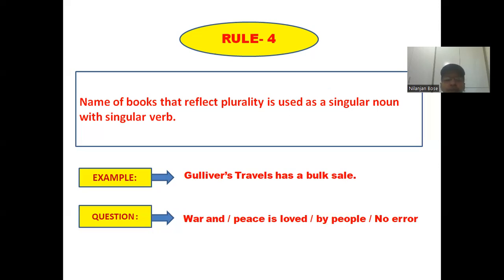The question is for you: War and Peace is loved by people. War and Peace, once again, is the name of a book. So of course, if we are considering the name of a book, it should be considered a singular one. That's why it should take a singular verb. So "is" is what is followed here in this particular sentence, which is singular by nature. That's why it is perfectly all right. So here it is no error. It should be the correct option, right?